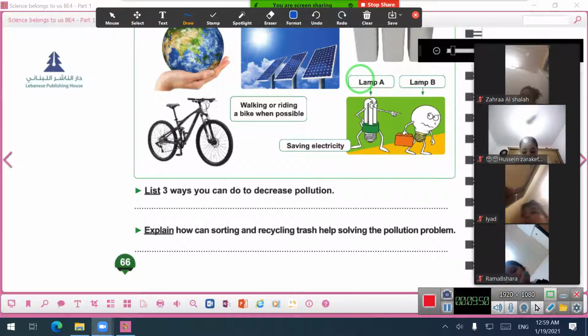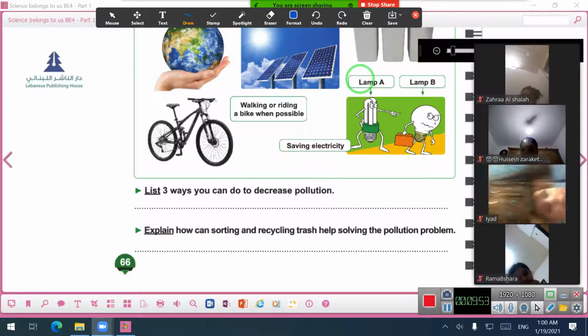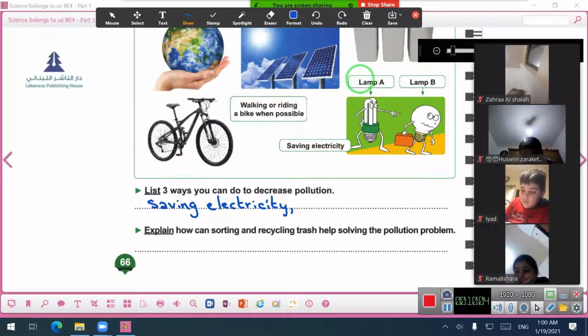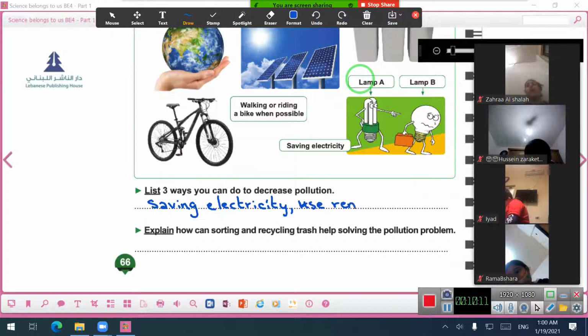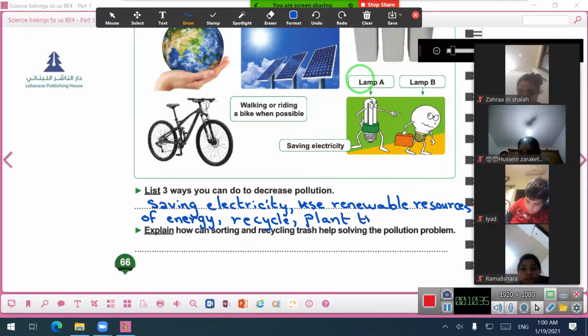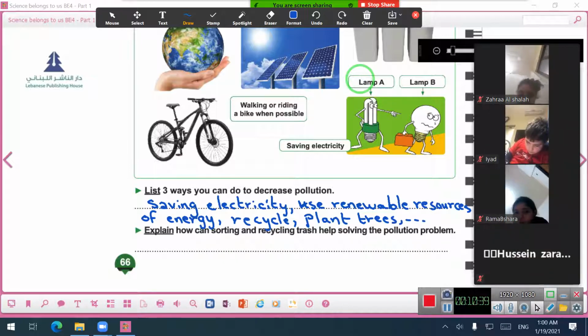So the 3 ways I can do to decrease or reduce pollution are, for example, saving electricity. Please follow me writing. Use renewable resources of energy. We can say also, for example, recycle, plant trees, etc. We have many different ways as shown in the above document.